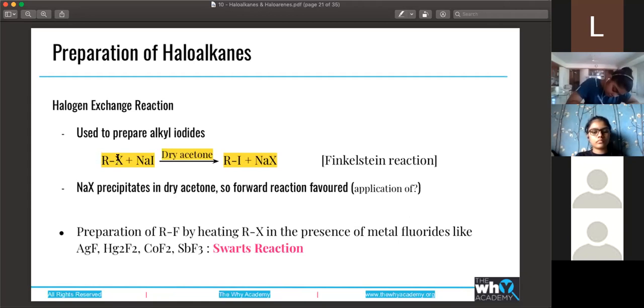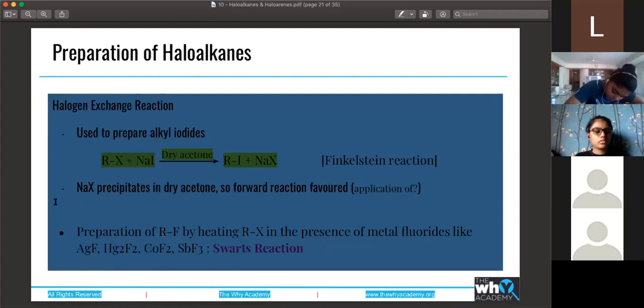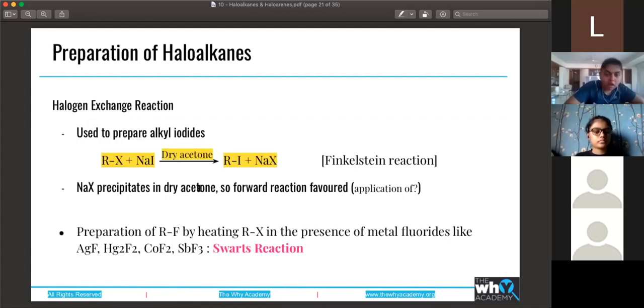So you take either RCl or RBr, make it react with sodium iodide in dry acetone, and yeah, so you get iodoalkane along with NaX, NaCl or NaBr. The reason why this reaction happens is the presence of dry acetone. This is a non-polar solvent, right? Because this is non-polar, you see that NaX precipitates out in dry acetone. So the forward reaction is favored.